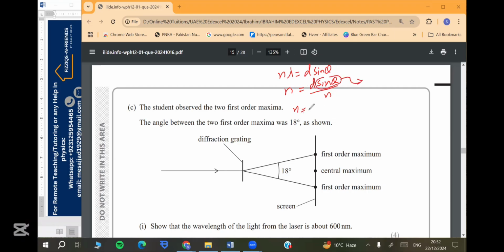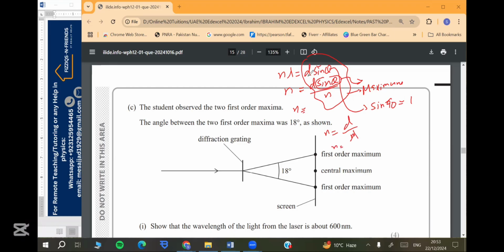Because now we need to find the maximum n. For maximum n, this right hand thing should be maximum, right? Because this will be giving us the value for n. So in order to get the maximum value for n, we need to put sine theta as sine 90, and sine 90 is 1.